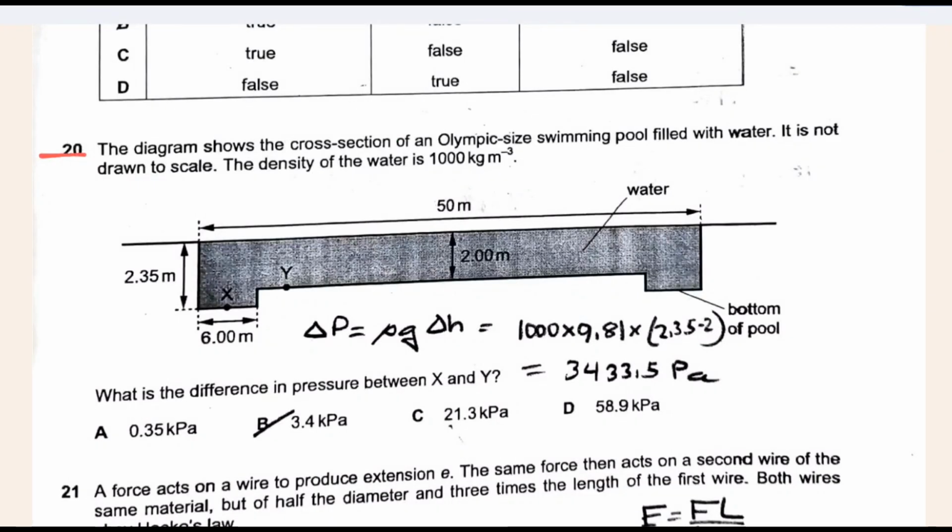D. So what is the difference in the pressure between x and y? So x is this point and y is this point. So we know that pressure is equal to rho gh, where rho is the density, we know the value of density, g is the gravitational field strength, that is 9.81, and what is h? H is the vertical height. So what is the vertical height? We know the total vertical height and this vertical height. So total vertical height minus this vertical height, we would get the difference in the height.